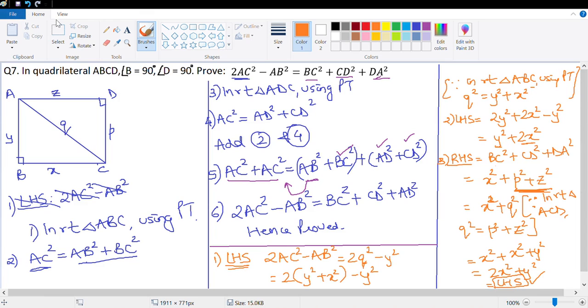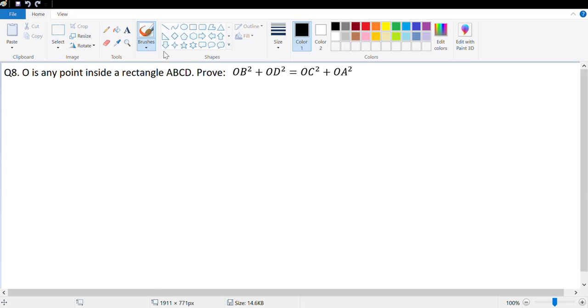The next question that we do is question number 8. It says O is any point inside a rectangle ABCD. Okay, so let's draw the rectangle. O is any point inside the rectangle ABCD. A, B, C and D. We need to prove, let's say this is the point O. We need to prove OB square.